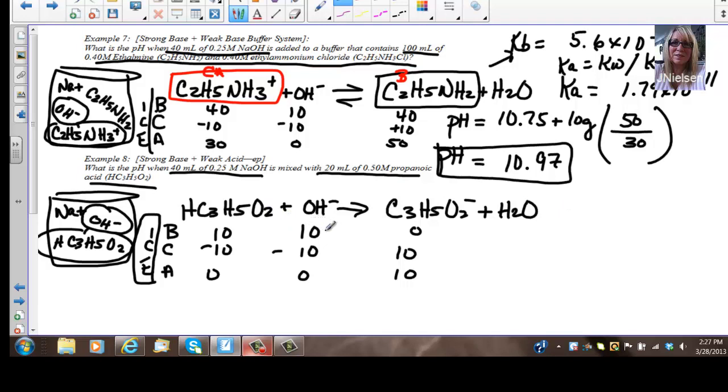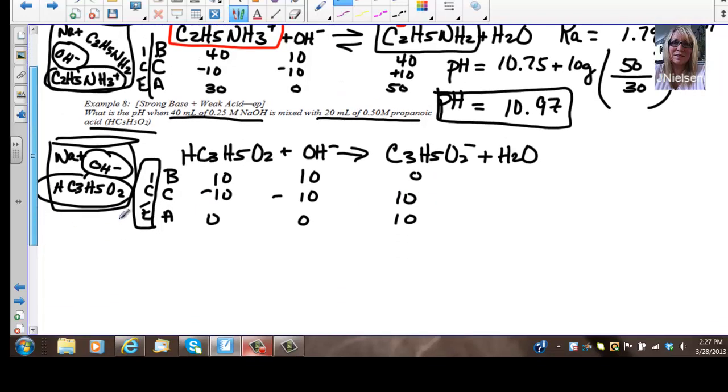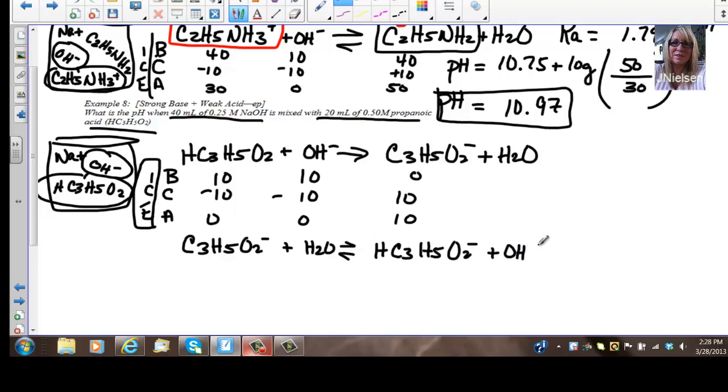So the first thing I need to know is the Ka of my acid. Well, we've got to get this back so that we actually have an acid. So we're starting with our ion. I'm going to put this right below it. C3H5O2 minus plus H2O is going to yield HC3H5O2 plus OH minus.